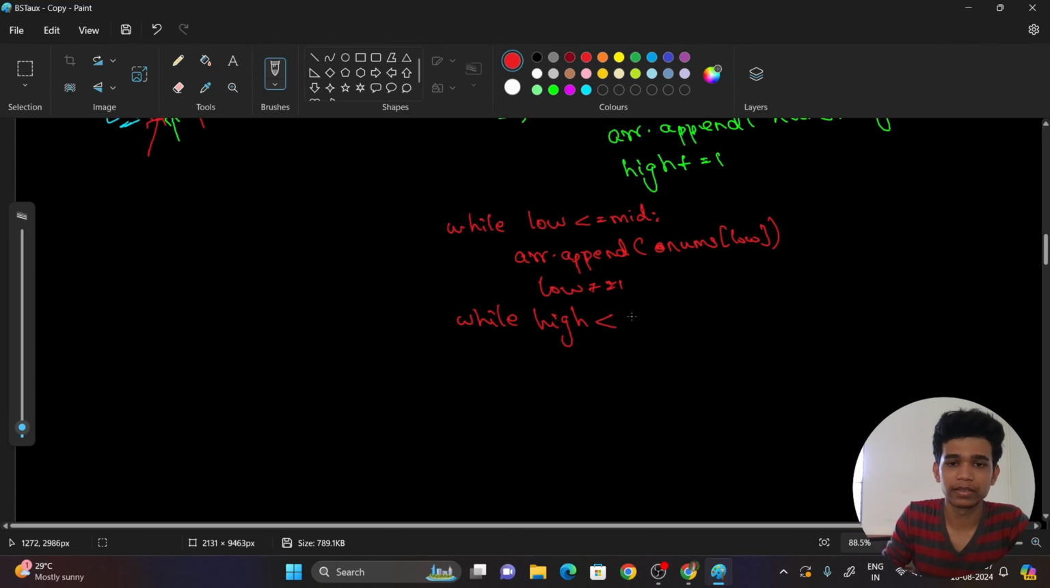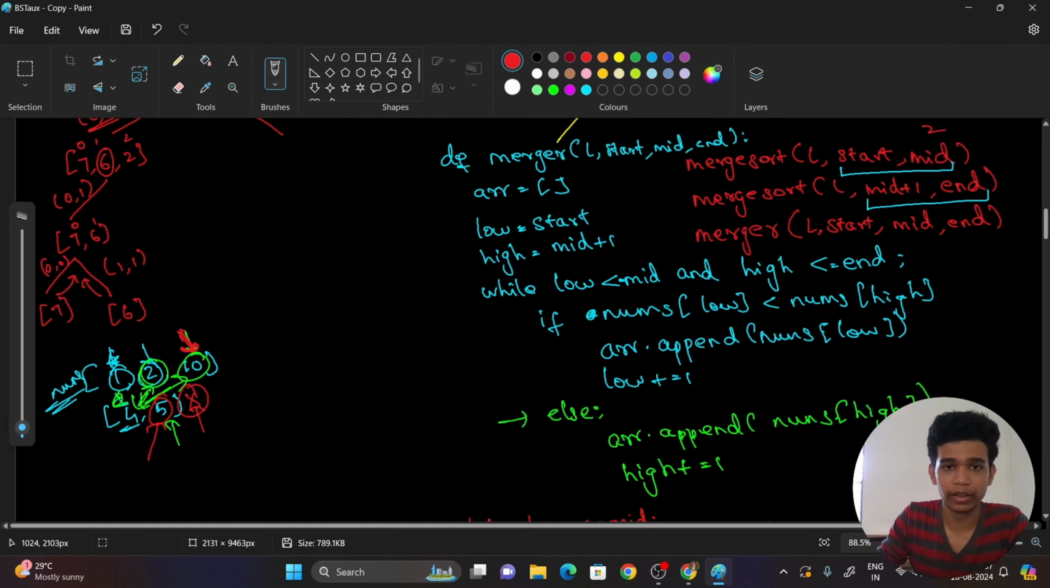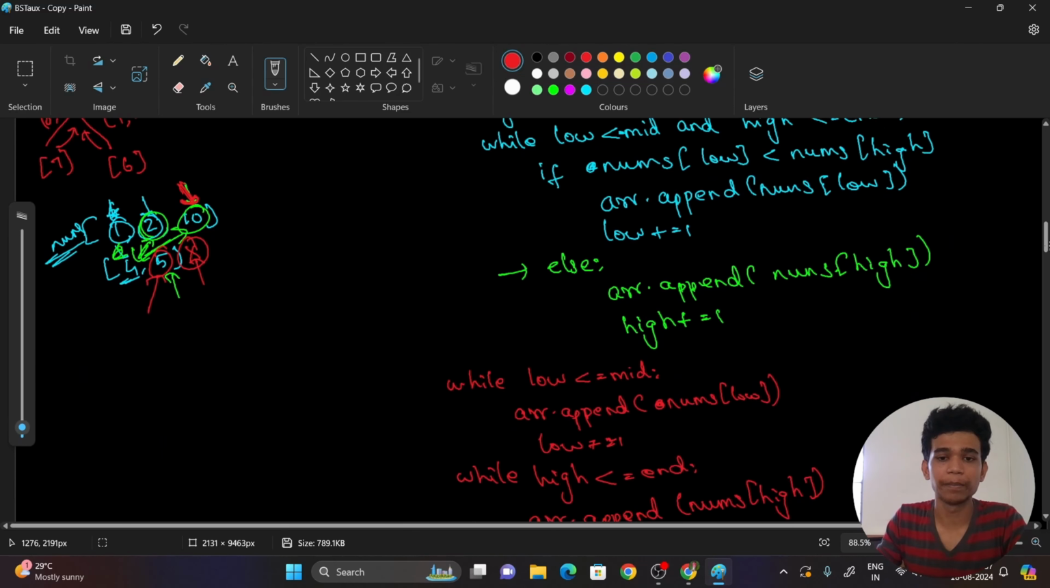Now do the same step for I also. If I is less than or equal to end, then what should I do? I should append my nums of I, and do I plus equal to 1. Right? Okay, now we are done successfully. Now it's time to copy these auxiliary space elements into the nums array, like we are just updating our nums.